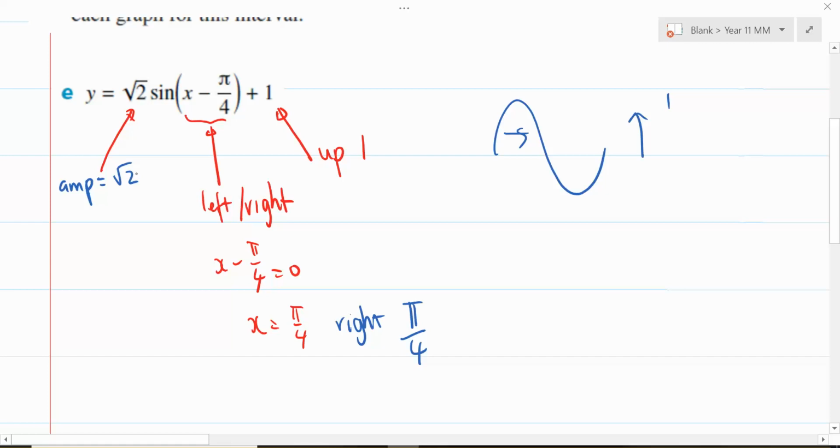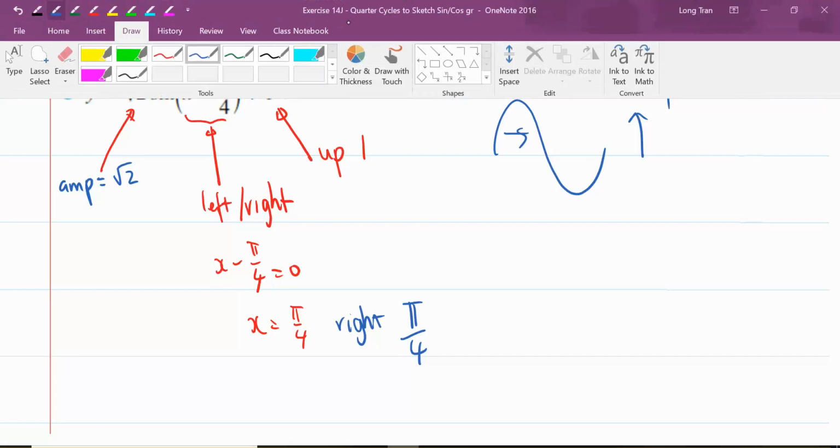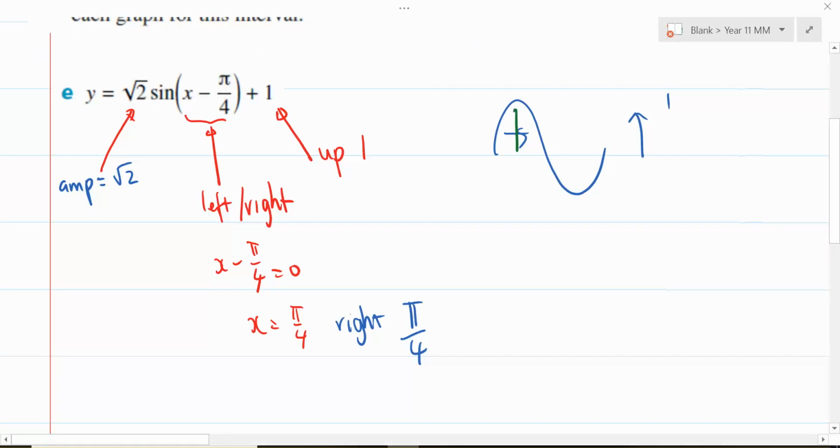So that means the height is whatever root 2 is. Root 2 could be 1 point something. That's the maximum height and the minimum height. It goes up by root 2 and it goes down by root 2. So I know the amplitude, which I'll do in green: this is the height of root 2, and from here to here is also root 2. That's what amplitude tells you: how high up from the center, and how far down from the center.